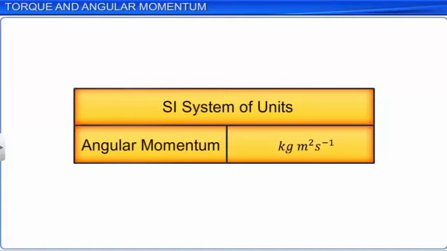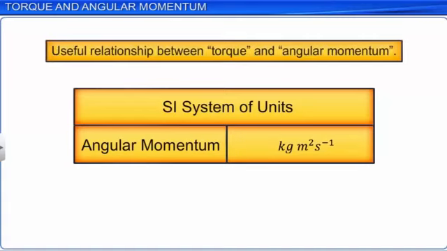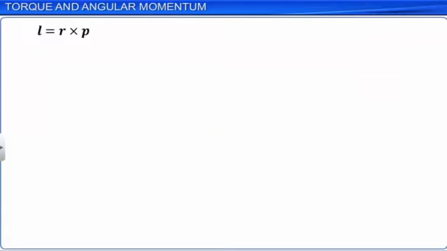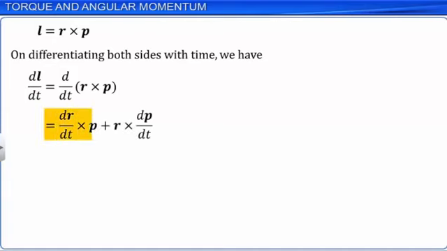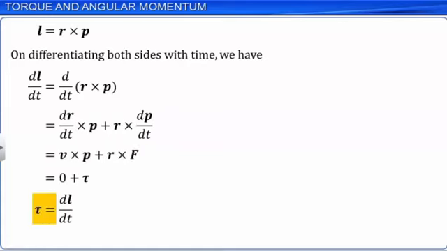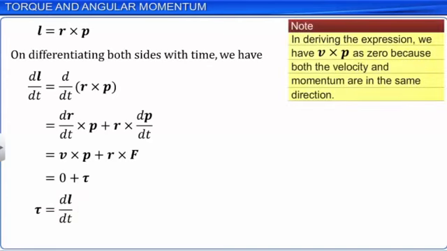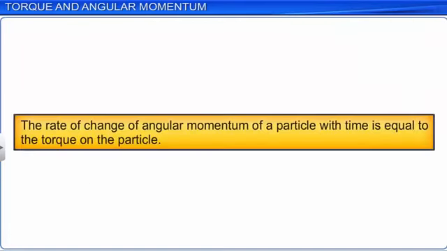We can find a useful relationship between torque and angular momentum. We have L is equal to r cross p. On differentiating both sides with time, dL by dt is equal to d by dt of r cross p, which is equal to dr by dt cross p plus r cross dp by dt. On simplification, tau is equal to dL by dt. The rate of change of angular momentum of a particle with time is equal to the torque on the particle.